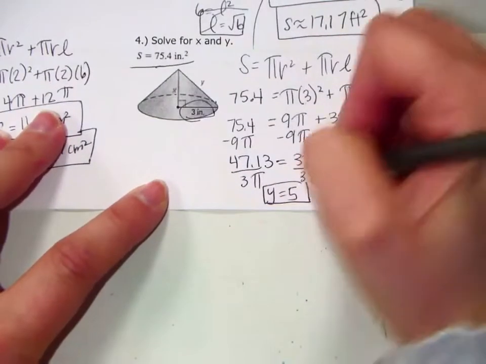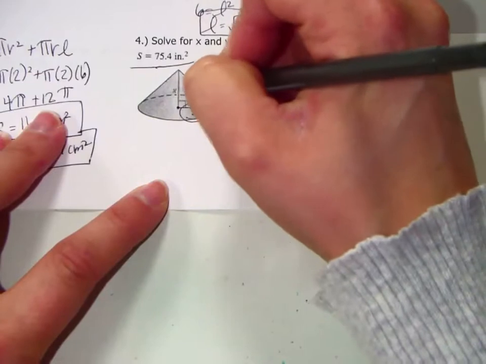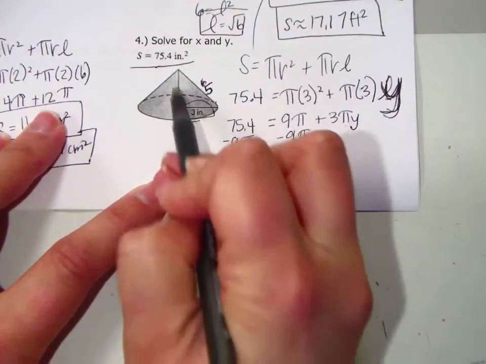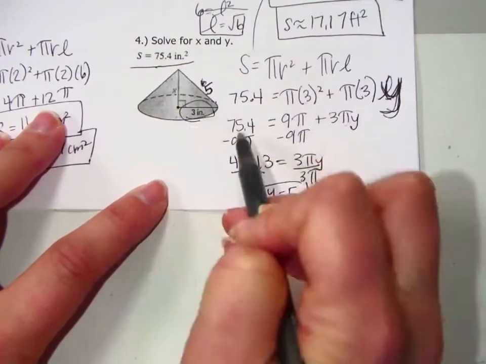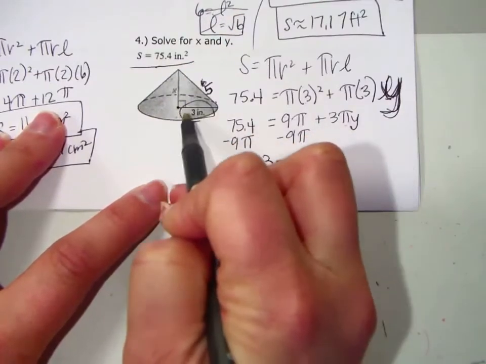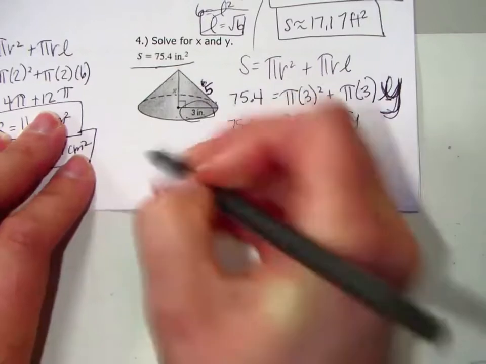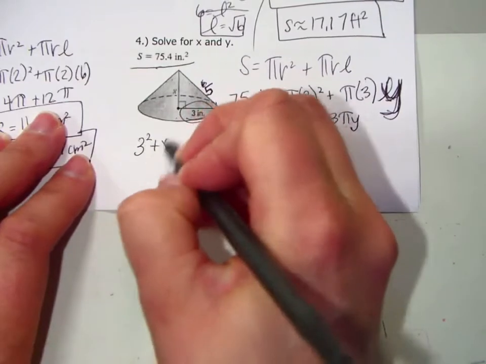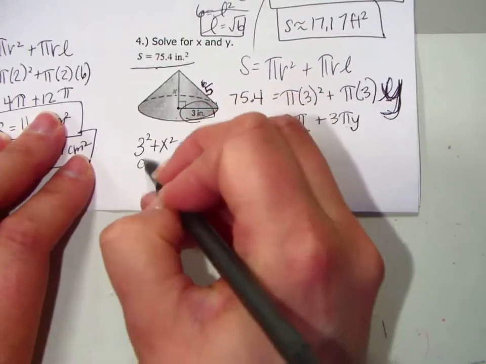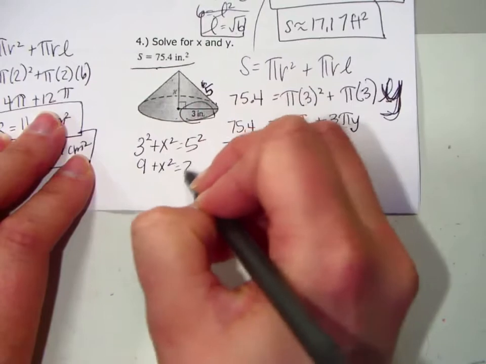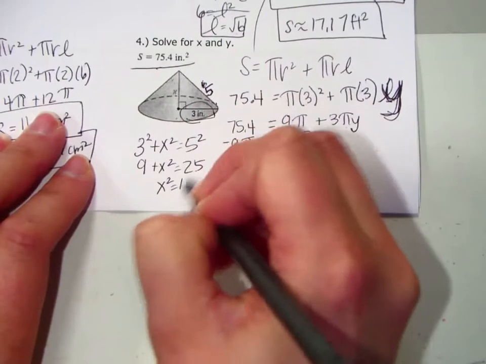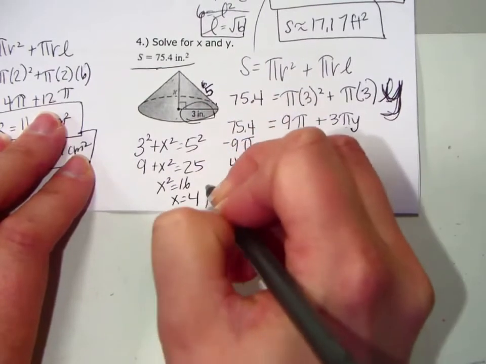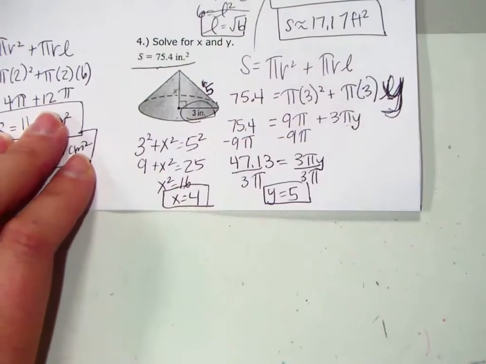Now remember that 5 was the slant height, so you can fill that in. Then to find the height, again, we could use the Pythagorean theorem. So 3 squared plus x squared equals 5 squared, and you can solve from there. And the height would be 4.